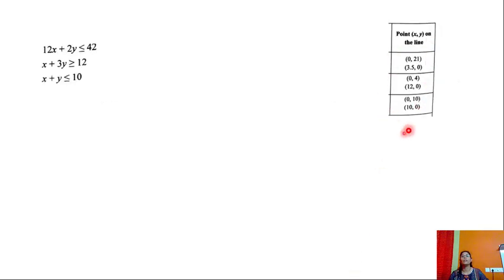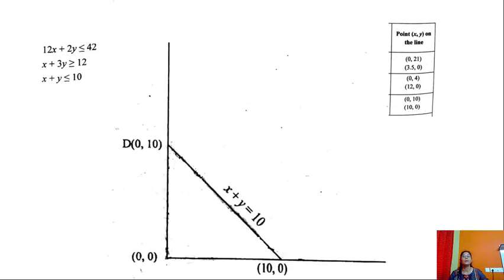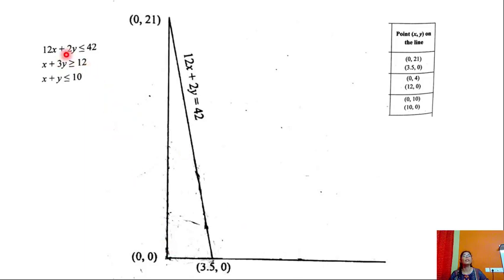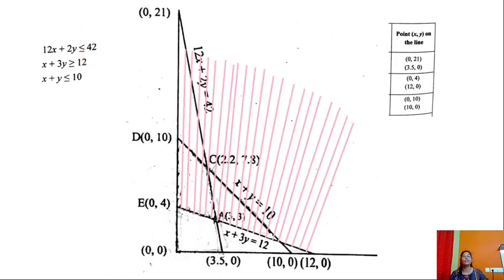So these are the points that are to be plotted. So this is one equation, that is x plus y is equal to 10. This is x plus 3y greater than or equal to 12. And this is 12x plus 2y less than or equal to 42. So there is a slight change in this problem. This is similar to the previous one. Now we shall identify the feasible region.